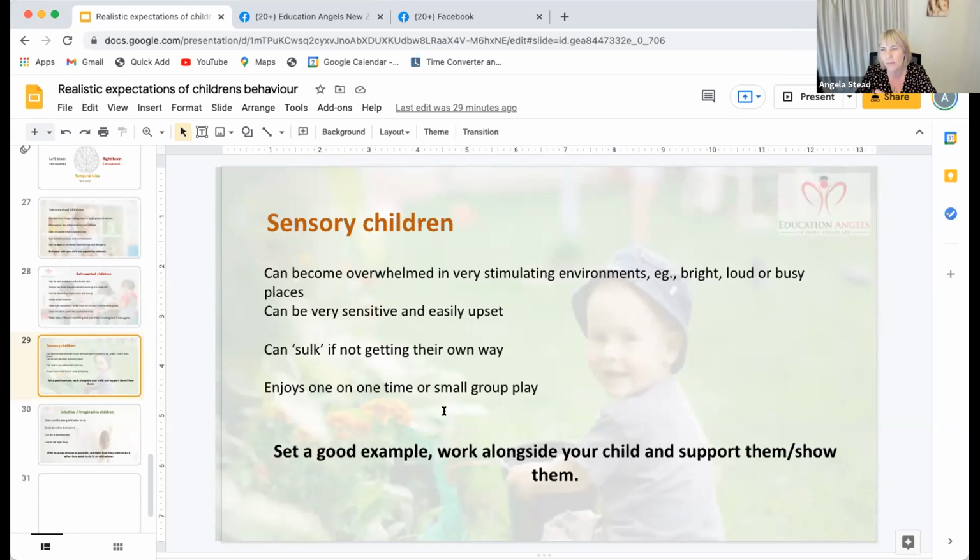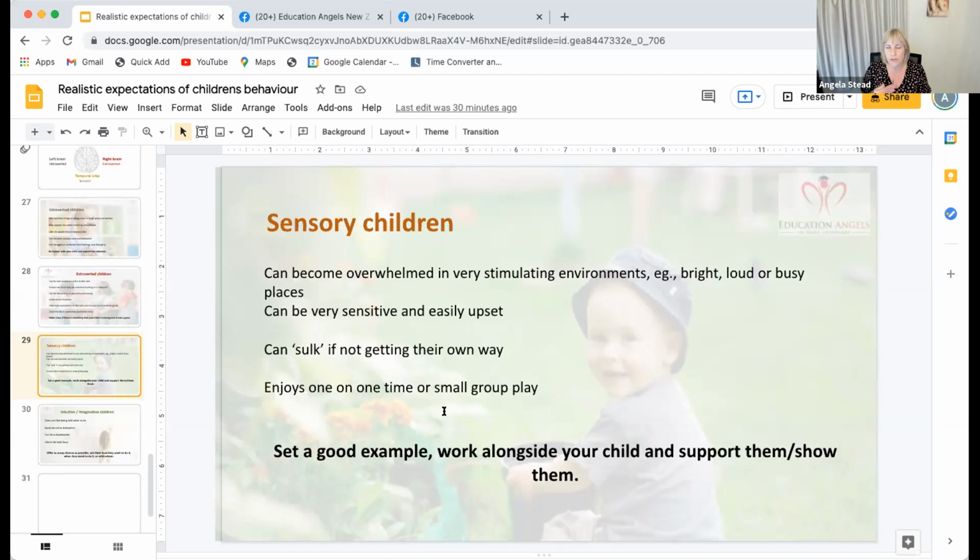So think about your home environment or your home-based environment. Do you have a place where a child who's more sensory can just go and have a book and cosy up in a corner somewhere that's really quiet, and it can help them to just settle everything down? If they can regulate their own senses and their own emotions, then you're less likely to see behavioural challenges.